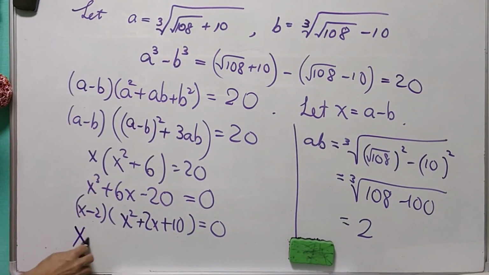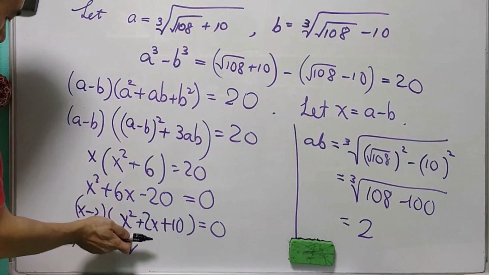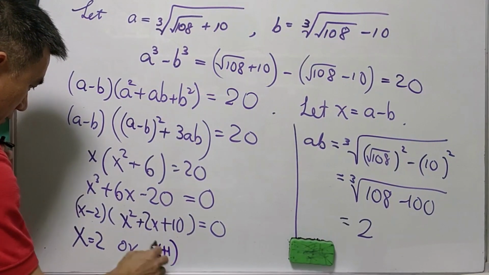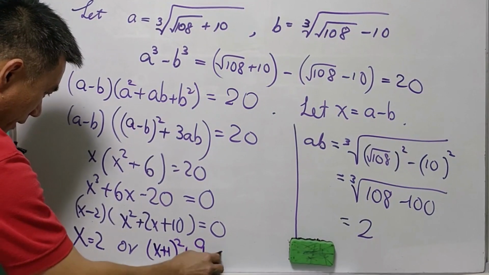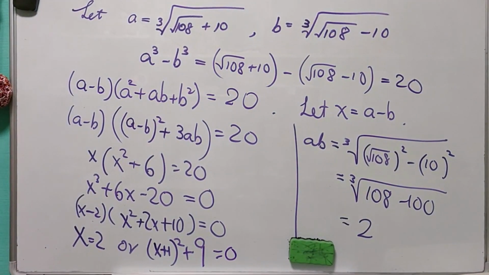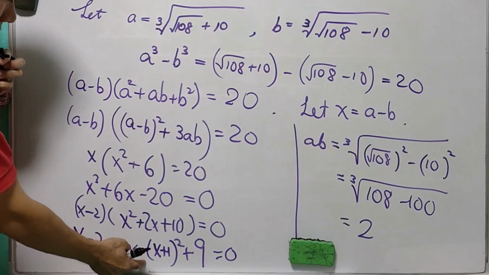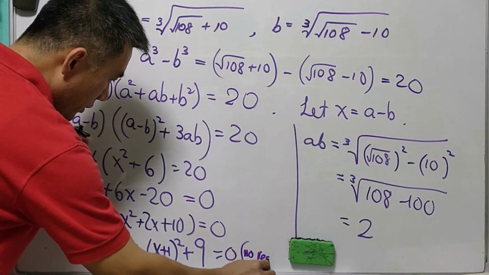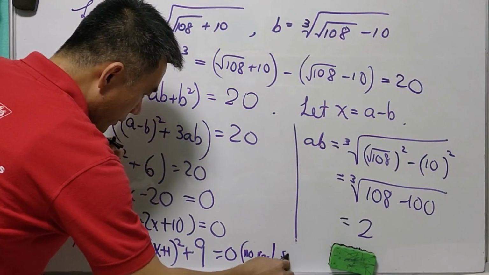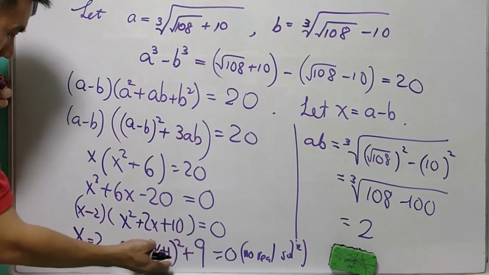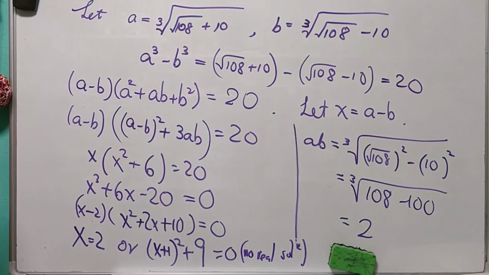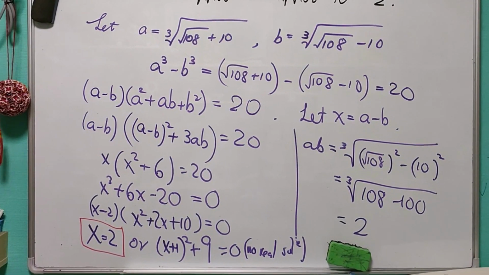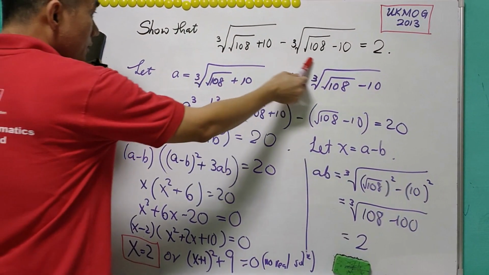So this means that x equals 2, or x squared plus 2x plus 10, which can be written as (x plus 1) squared plus 9 equals 0. After completing the square, we know that there's no real solution for this equation. Since there's no real solution for this equation, we conclude that x equals 2 is the only solution. With this, we have shown that this is equal to 2.